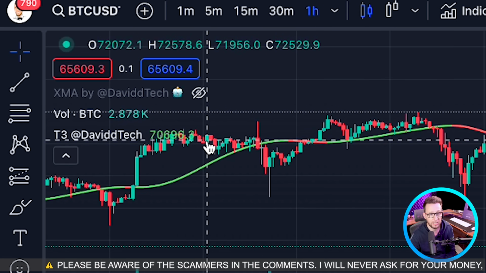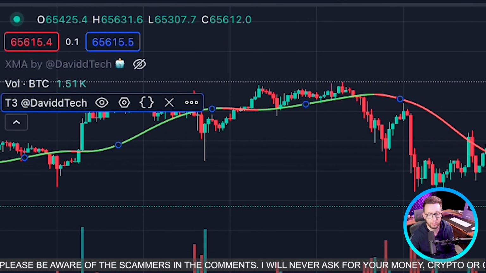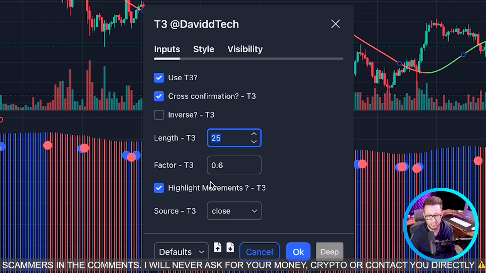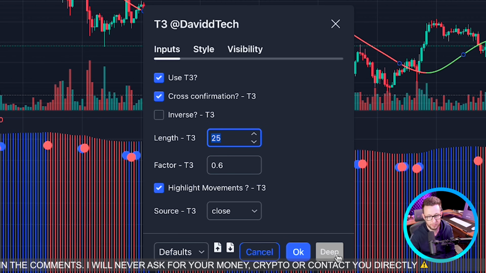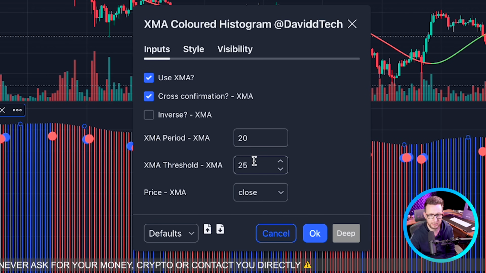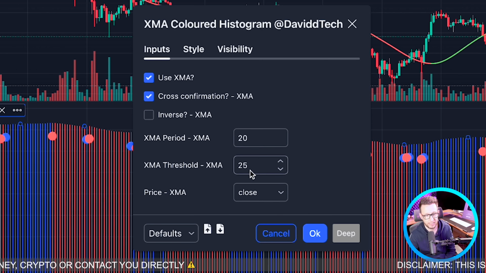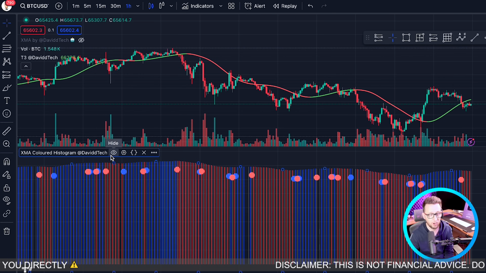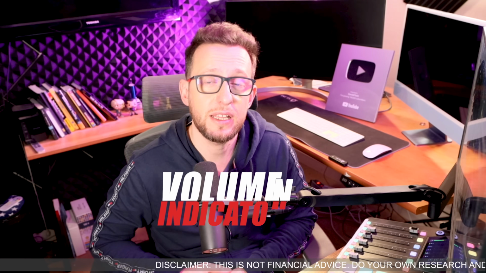Now for the T3 today, I have actually set a length of 25, a factor of 0.6, and then I've left everything else as it should be. The XMA settings are very, very simple as well. 20, 25 closed, and you can leave everything else as it is. So now we have a baseline, we have a confirmation indicator on our charts. Now we need to add a volatility or a volume indicator. I like the stiffness indicator.